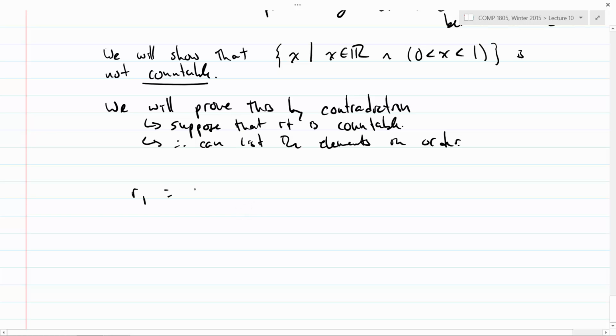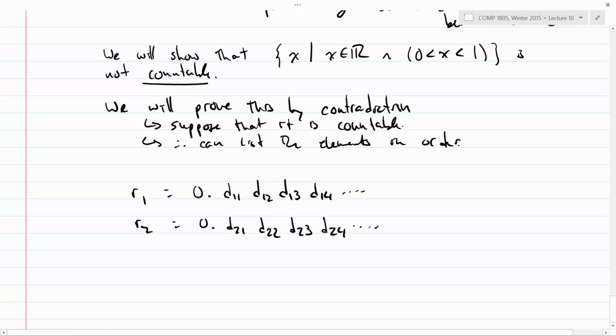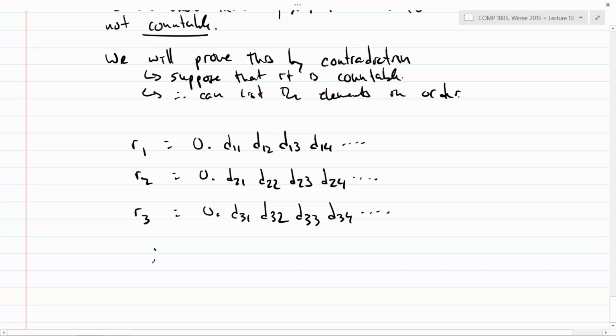The first real number is 0 point, and I know it's 0 point because it's between 0 and 1. And then I look at all its digits: D11, D12, D13, D14, and so on. I don't know what those digits are, but there's something. The next element in the list will be 0.D21, D22, D23, D24, and so on. The third element will be 0.D31, D32, D33, D34, and so on. And this continues, right? This will go on and on and on.